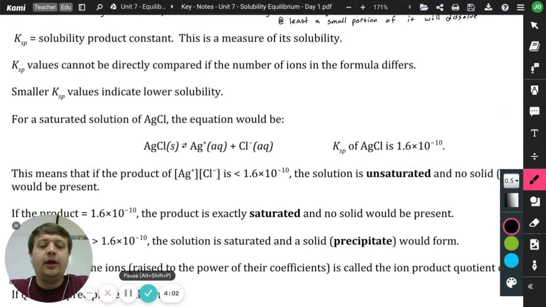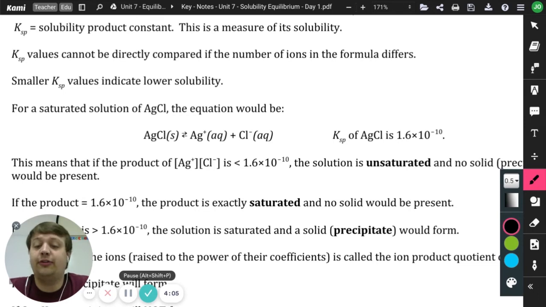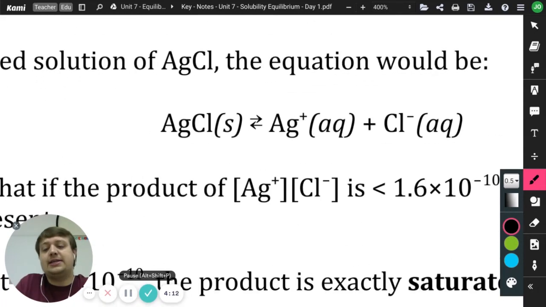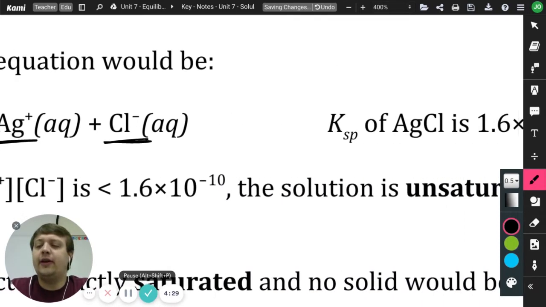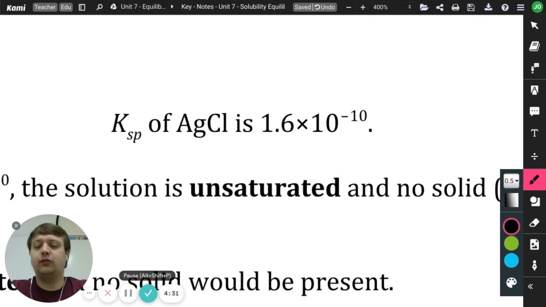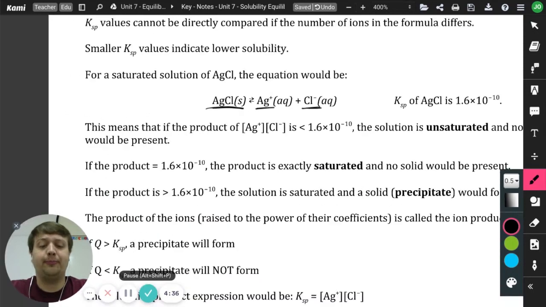All right. Now, let's take this example. For a saturated solution of AgCl, the equation would be AgCl, which again, we know is an insoluble salt, but we know in chemistry that it will actually dissolve to some extent. Silver chloride is made up of ions, a silver ion and a chloride ion, so that's what we see here. They both dissolve. And then they tell us that the Ksp of silver chloride is 1.6 times 10 to the negative 10, so it is a very, very low number.